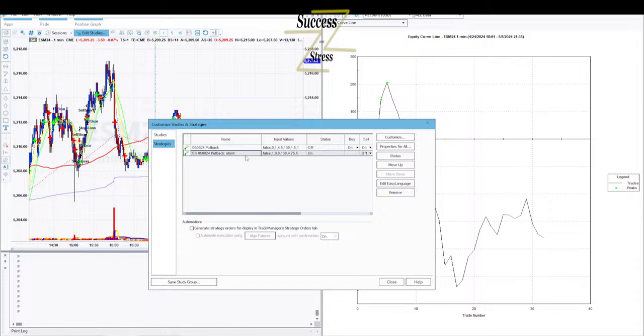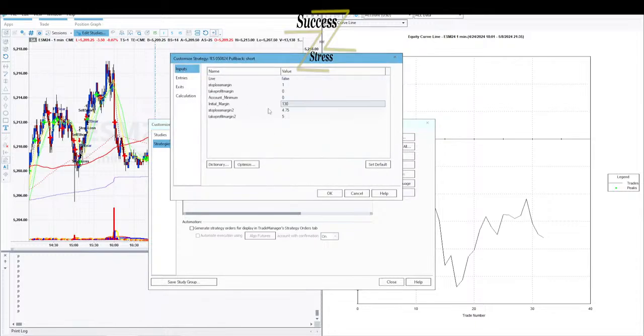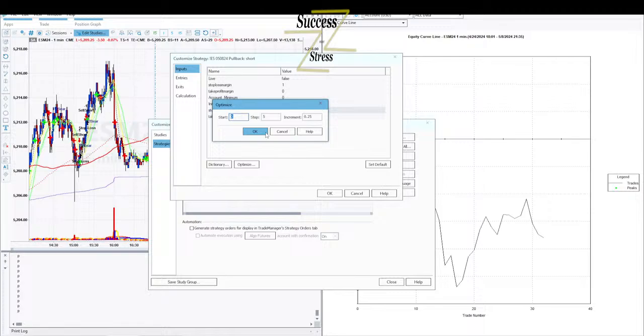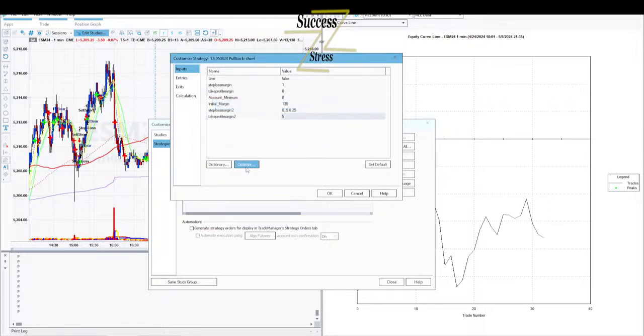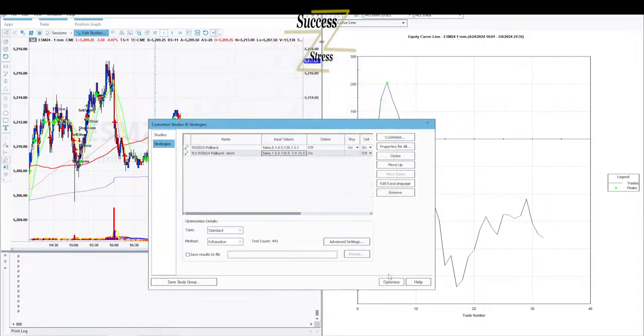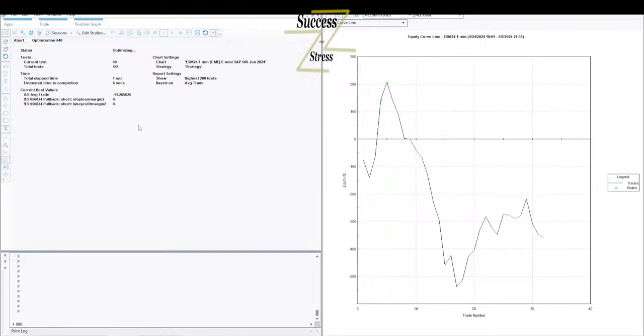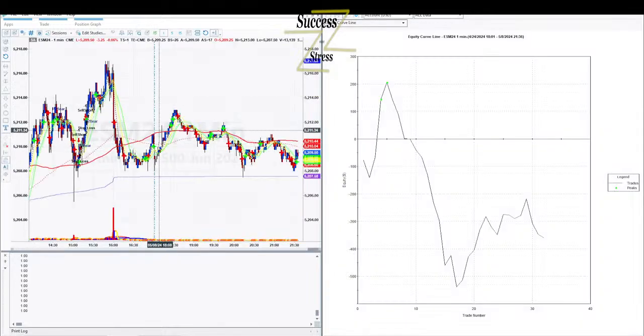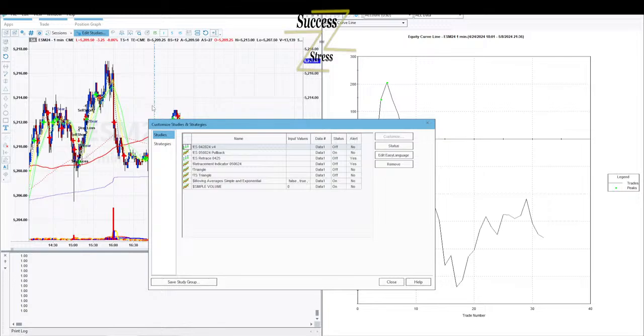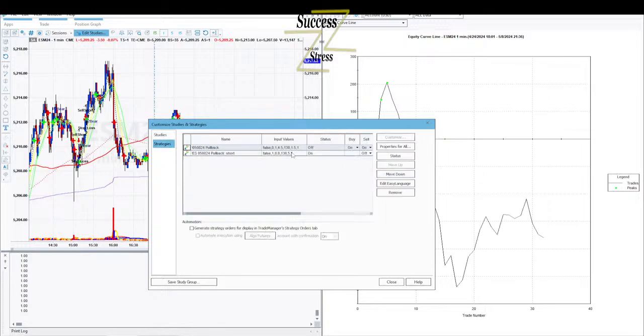All right, pull back, short on. That is the short. 125. Optimize. 125 back. Optimize. You see how those numbers are not moving? It's staying at 0. The fact that that's staying at 0 is a problem because those numbers should be moving.